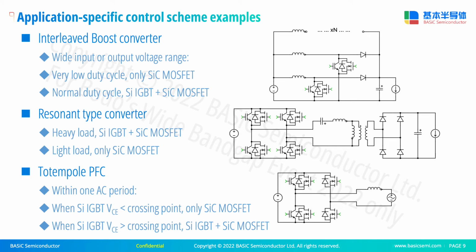Similarly, for totem pole PFC, within one AC period, when the IGBT VCE is below the crossing point, we can only switch in the silicon carbide MOSFET to reduce losses. And when the IGBT VCE is beyond the crossing point, we switch both the silicon IGBT and the silicon carbide MOSFET for maximum current conduction.